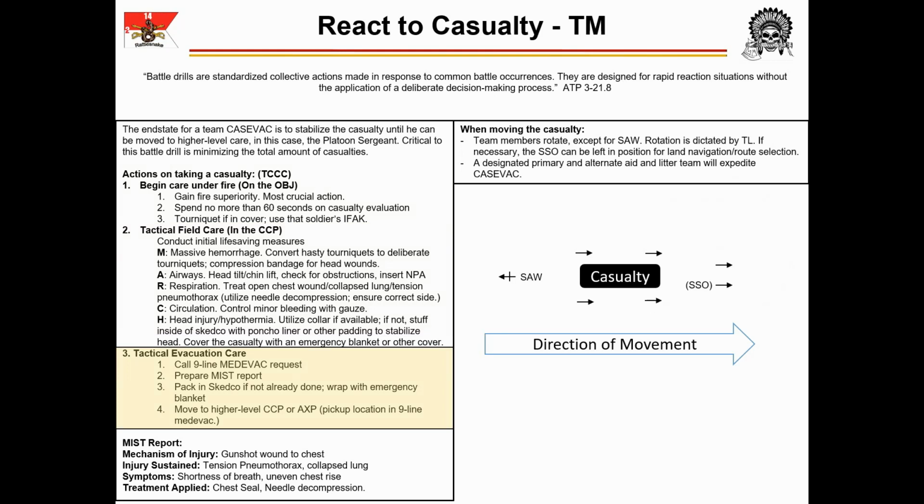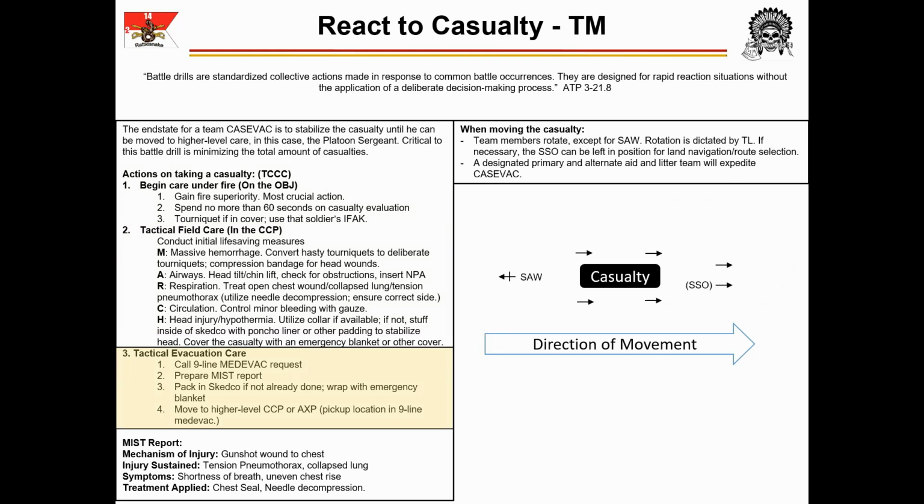The final phase is tactical evacuation care. In this stage, the 9-line medevac request is called if you have not already done so, and a MIST report is compiled. The MIST report is a written report handed to the receiving unit that relates, briefly, all relevant information for the casualty. The M stands for mechanism of injury, that is, how the person actually got injured.